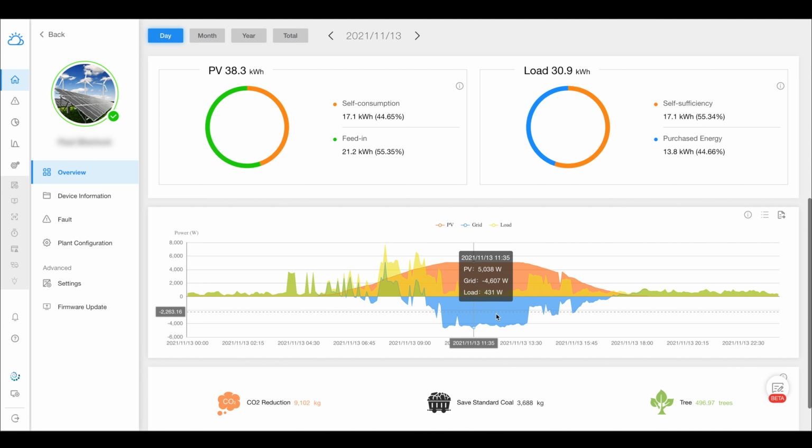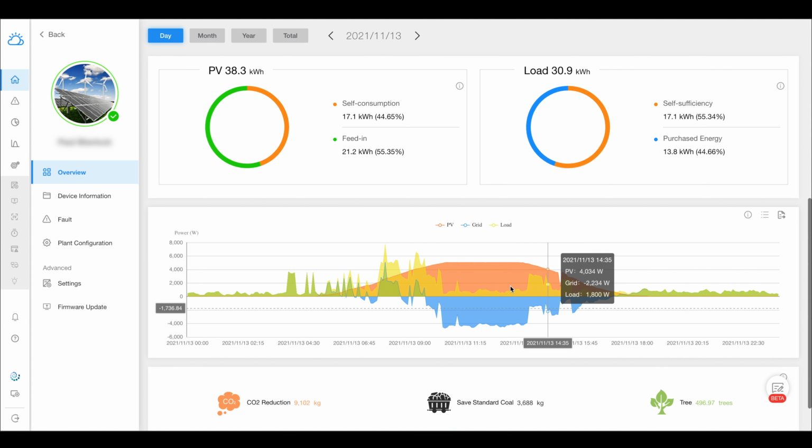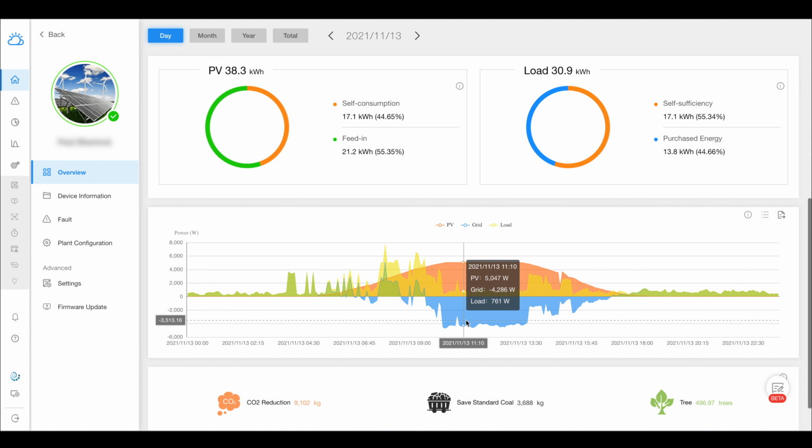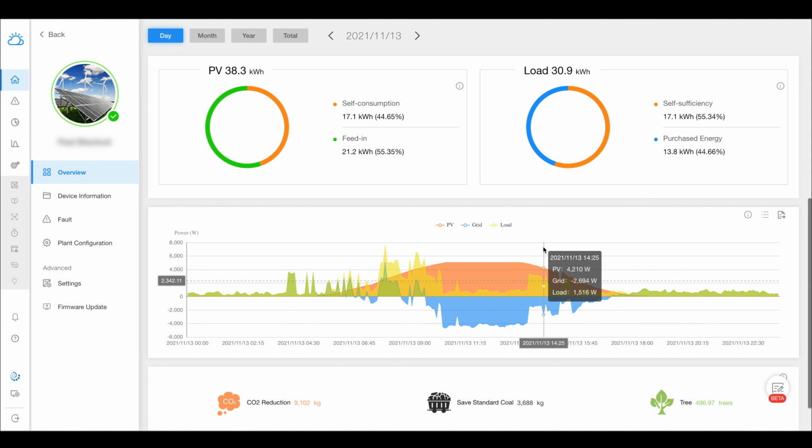The blue is your exported power. So anything that isn't being used from the solar is going to be exported, and it shows up as blue because it's going back to the grid.